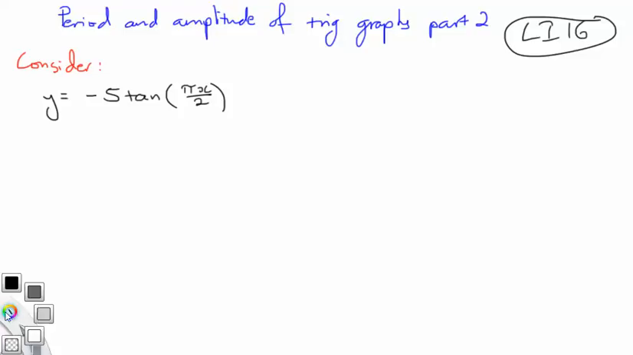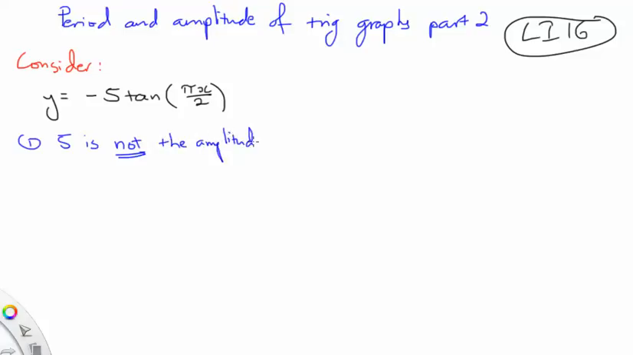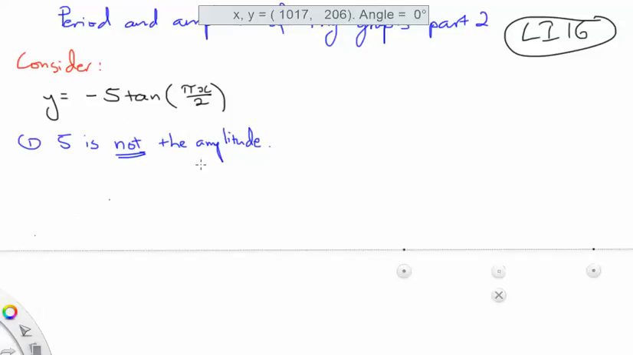First thing I want to say, 5 is not the amplitude. Very important. Tan graphs have no amplitude. The concept of amplitude is meaningless for a tan graph. It doesn't mean anything.